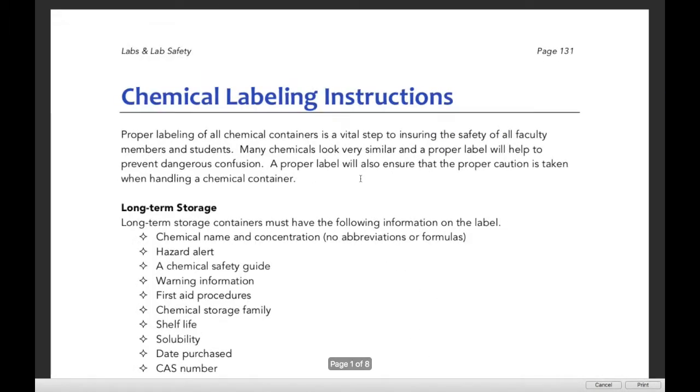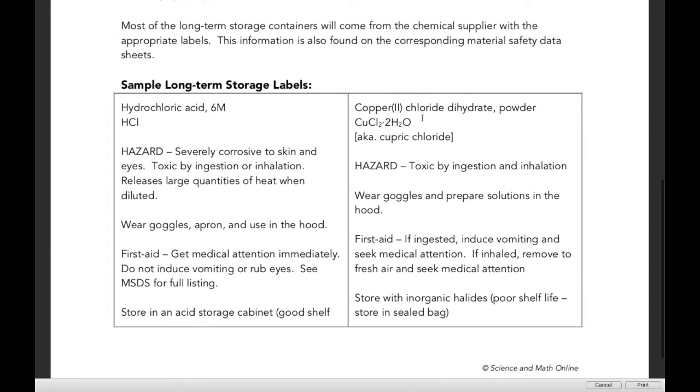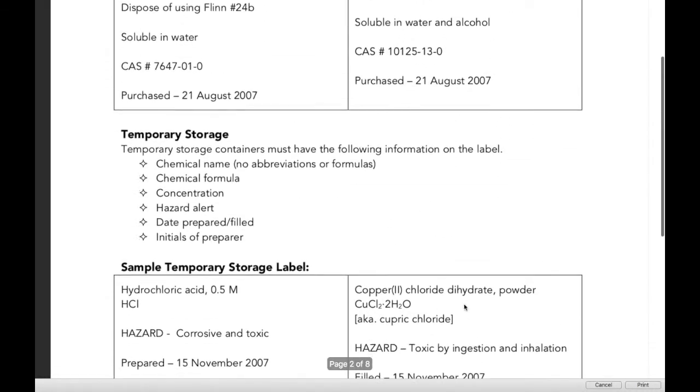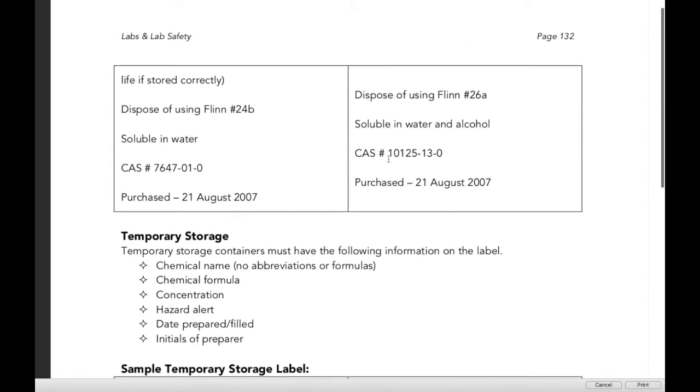Then I have another one over here for copper(II) chloride. It's powder. It's also known as cupric chloride. There's the formula. Toxic, wear goggles. Prepare solutions in the hood. Here's your first aid. Store with the inorganic halides. And it has poor shelf life. It tends to absorb water out of the air badly and gets wet, so it's important that you keep it well sealed. All right, so that's long term.